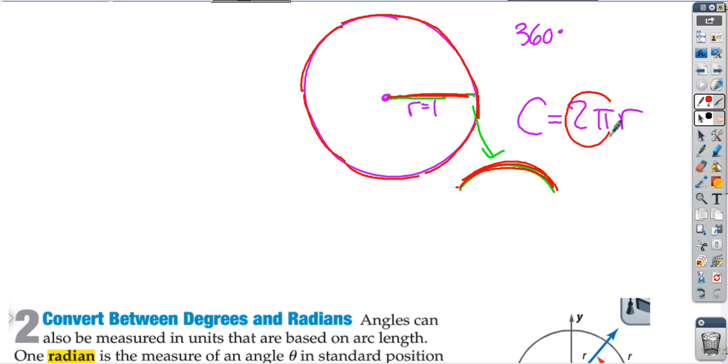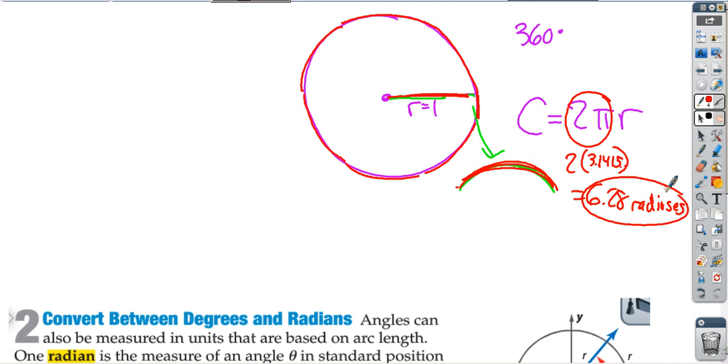And the answer is that many right there. Remember, pi is this number. Pi is 3.14159. It keeps going. That's the same as 6.28. So what this means is no matter what size the circle is, you can always fit 6.28 radiuses around that circle. And that's exactly what a radian is.